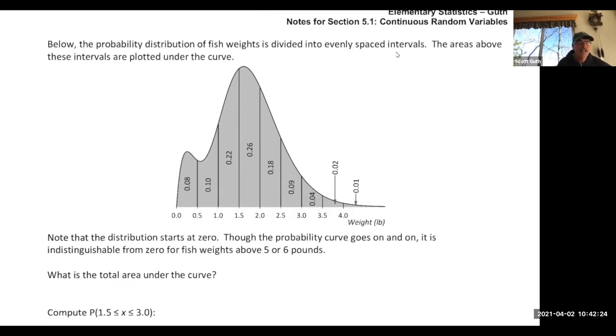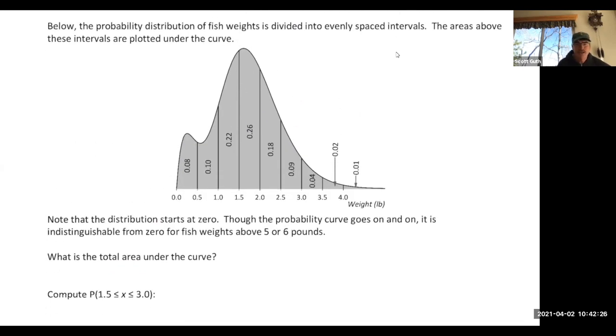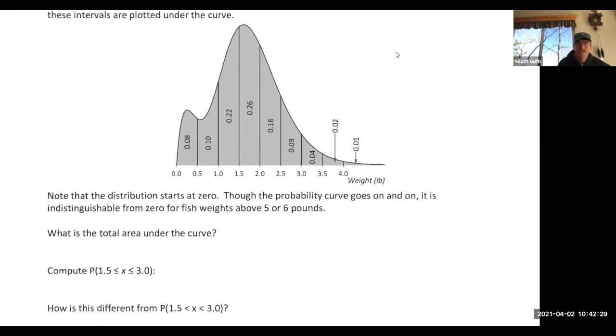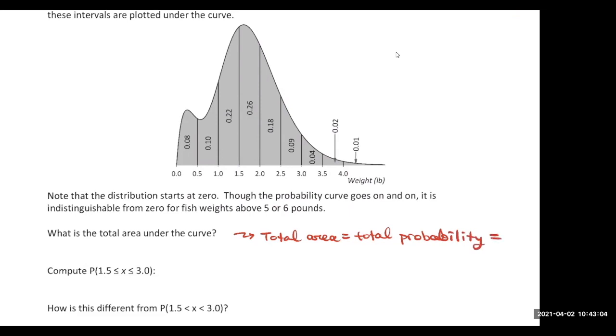Okay. And I don't remember if I researched what the average weight of a bass was before I did this. We're just going to pretend it's real. Okay. So when it asks for the total area under the curve, what do you say? You don't even have to add it up. What does it add up to? Total area equals what? What do probabilities always add up to in a distribution? 1. Yeah, they always add up to 1.